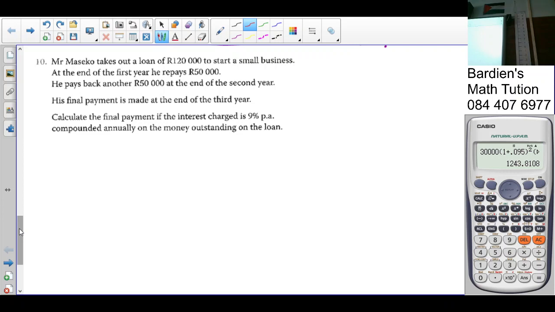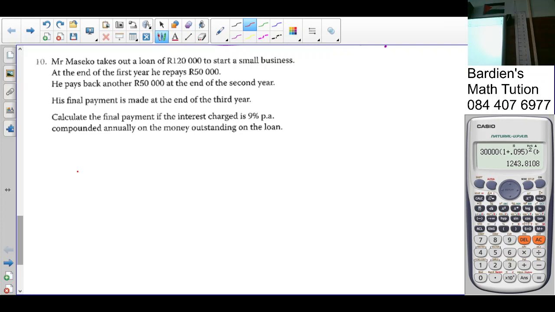But anyway, so we are told that Mr. Maseko, did I say that right? Yep. Not Matreko? No, Mr. Maseko. Okay, definitely not Matreko. Okay. Takes out a loan of 120,000 rand to start a small business. At the end of the first year, he repays 50,000 rand.